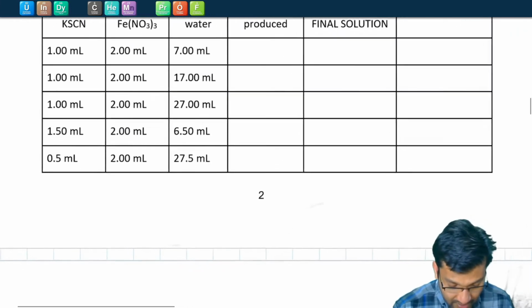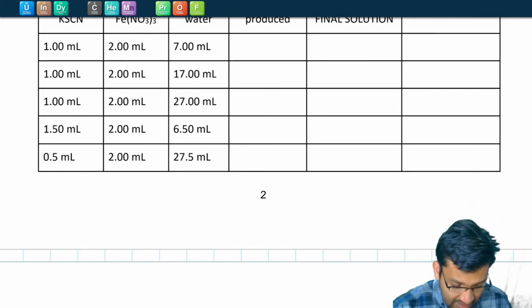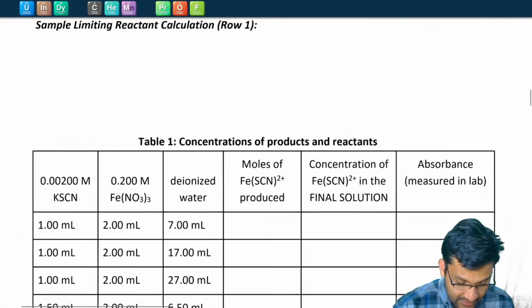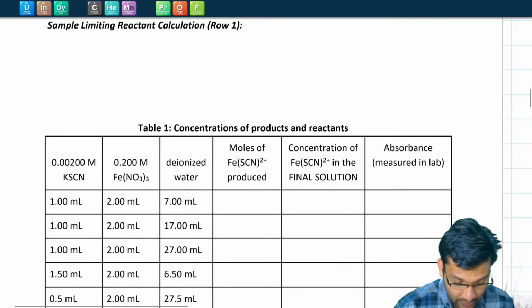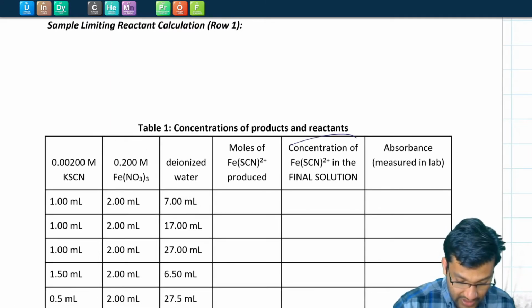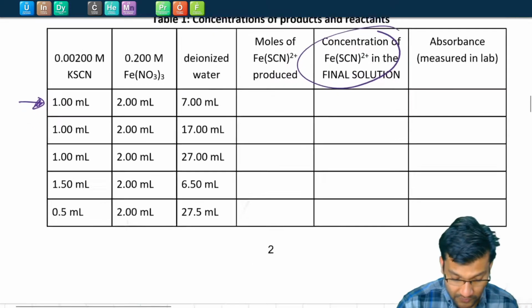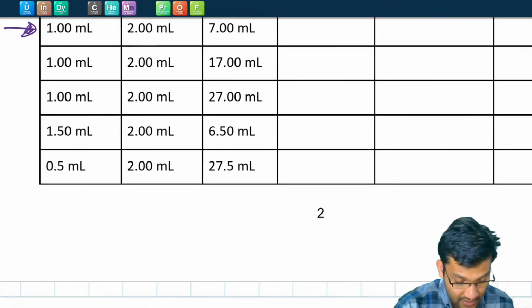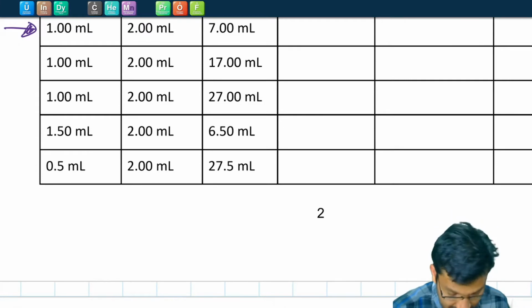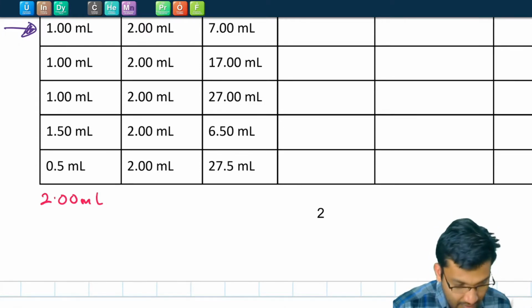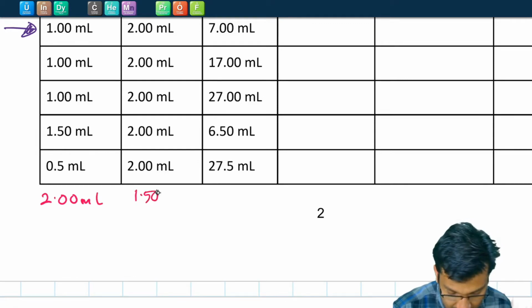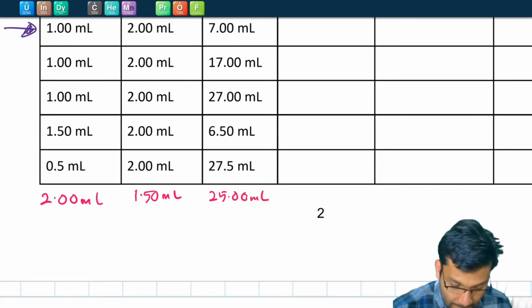But the question up here asks you to calculate a sample concentration calculation using the first row. I am not going to do your calculations for you, so I'm going to make up some additional numbers that are not on this table, and I'll do those as examples. So let's say instead you had 2 mL over here, 1.5 mL over here, and you added 25 mL of water to the whole setup.